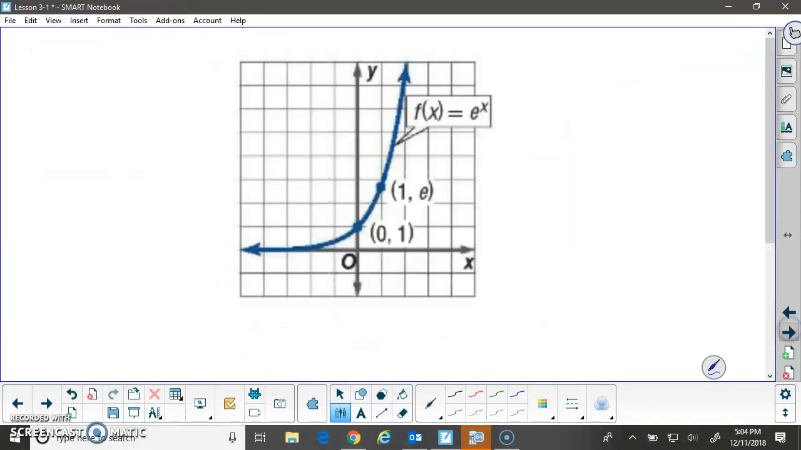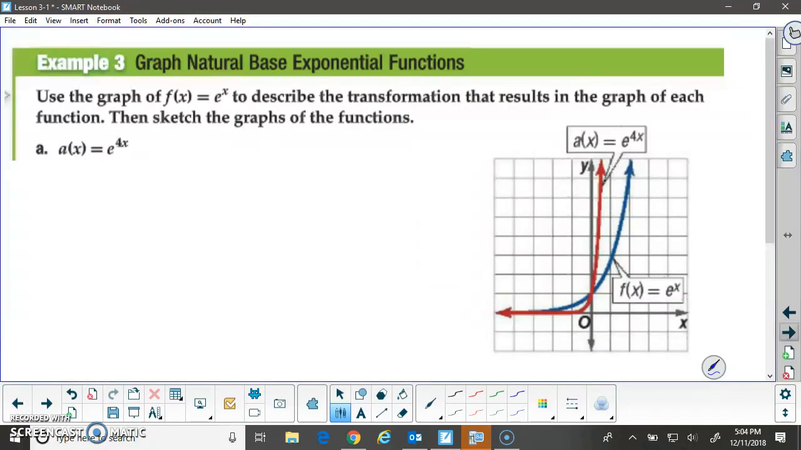So with that being said, the function e to the x is an exponential growth function because e is a number that's bigger than 1. Therefore, it's growth. So this is what the graph of e to the x looks like. And we're going to use that to talk and compare about transformations.